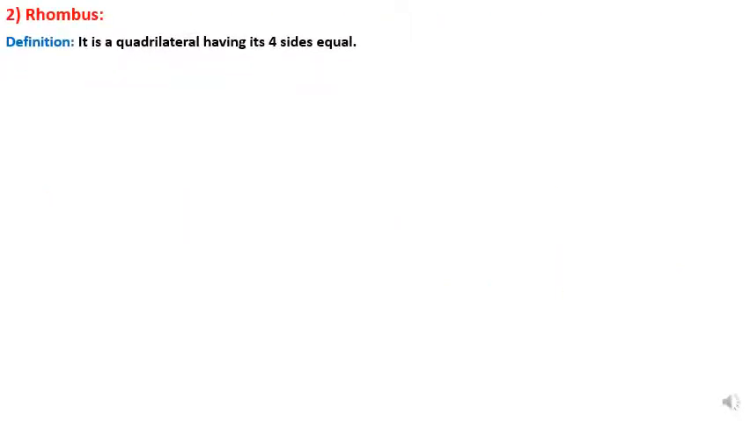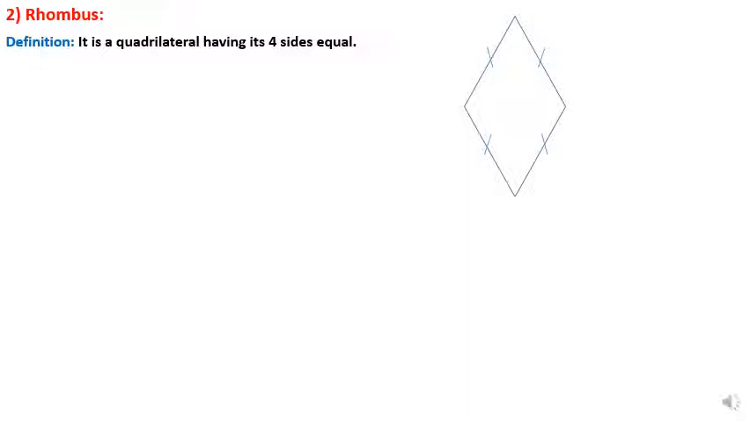Now, the second one is the rhombus. The rhombus has four equal sides. Look at this rhombus. It has the same properties as the parallelogram. The opposite sides are equal, the opposite sides are parallel. Two opposite sides are equal and parallel. The diagonals bisect each other.